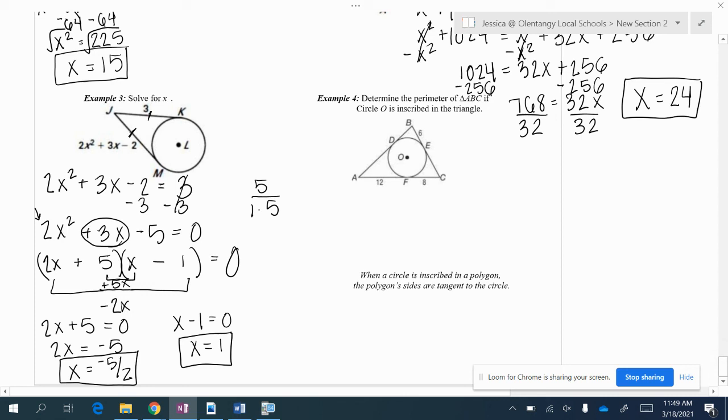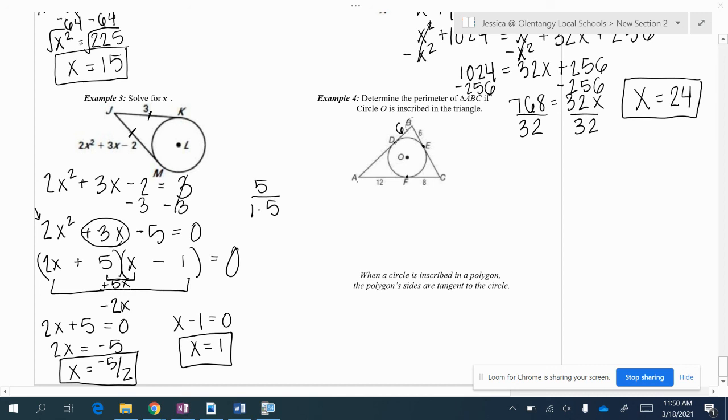Example 4, determine the perimeter of triangle ABC if circle O is inscribed in the triangle. So there's that word inscribed again. All it means is that all of the points of my circle are lying on the triangle. So for example, if I look up here, BE, this is a tangent line. BD is a tangent line, and they're both sharing B, which means they're congruent to each other. So BE is 6, DB is 6.